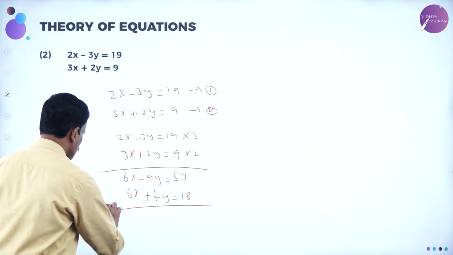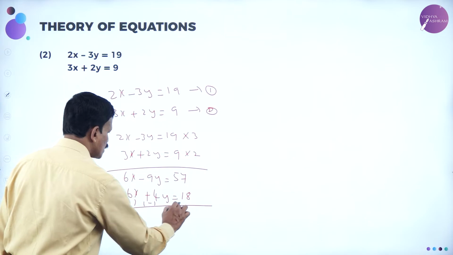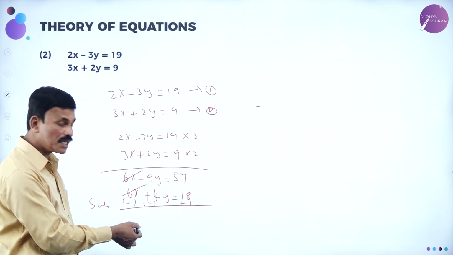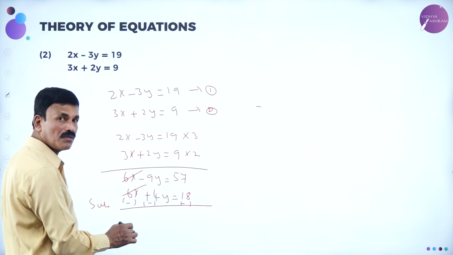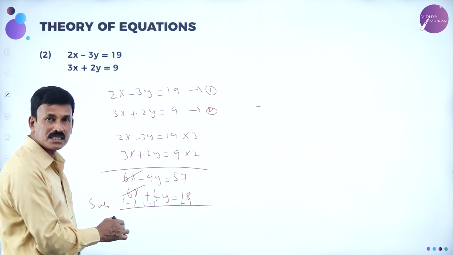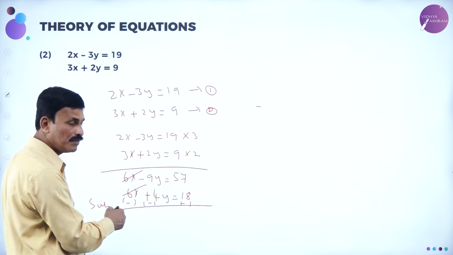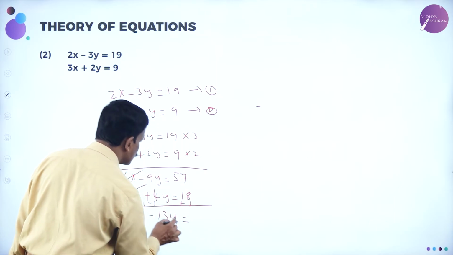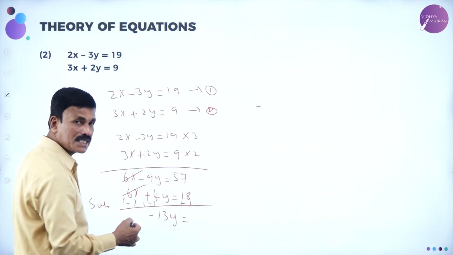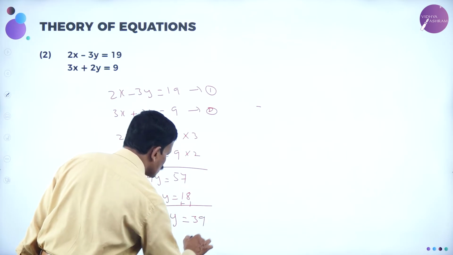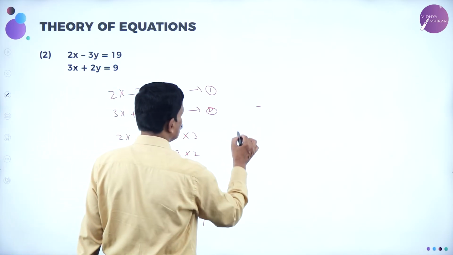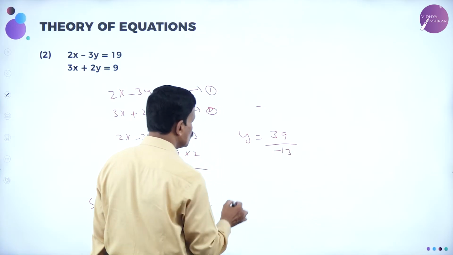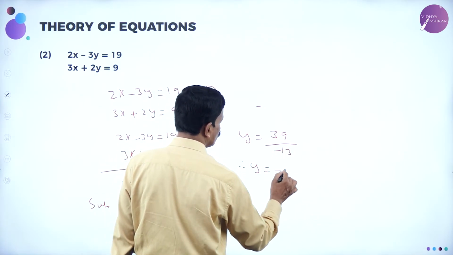You can subtract this. If you subtract, this becomes minus, minus and minus. Plus 6x minus 6x is eliminated. Now subtract this, this becomes minus, minus. Now what happens? Plus 6x minus 6x both are the same, they will get cancelled. They are eliminated. Minus 9 minus 4 is minus 13y is equal to 57 minus 18 is plus 39. Therefore, y is equal to 39 divided by minus 13. So therefore, y is equal to minus 3.